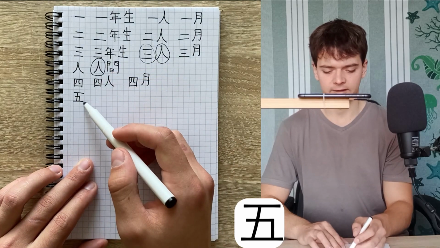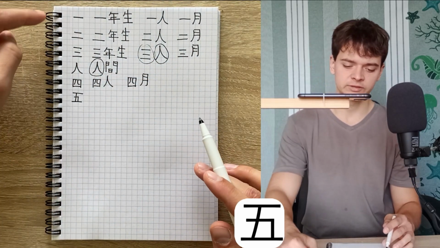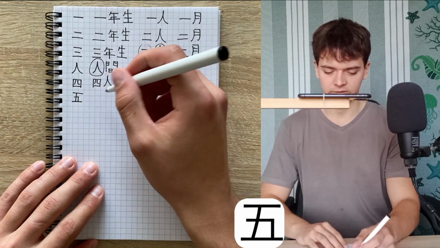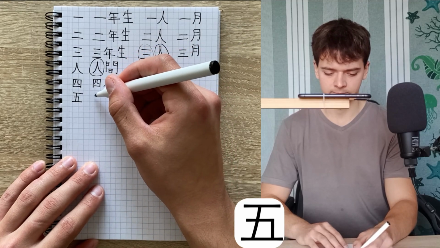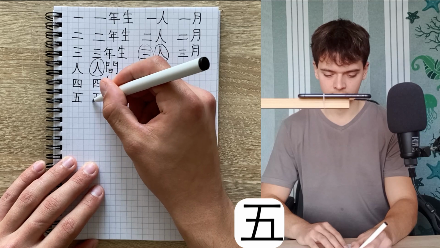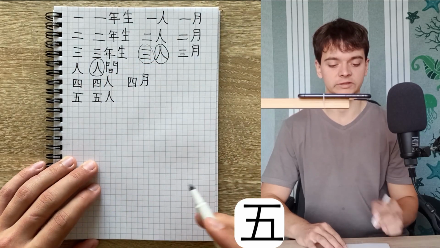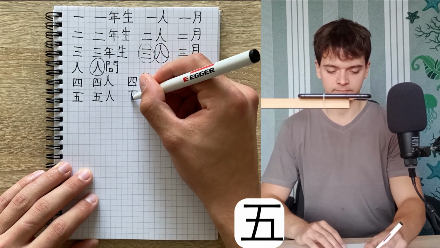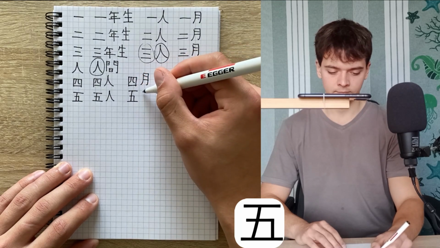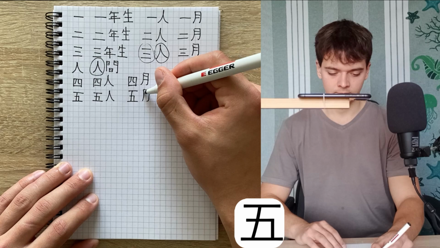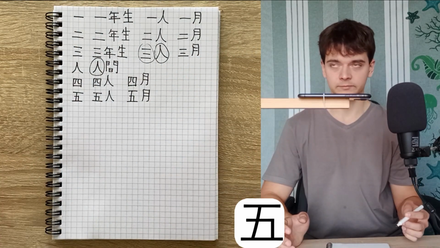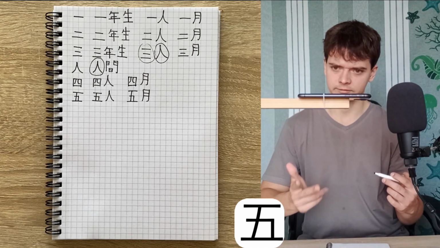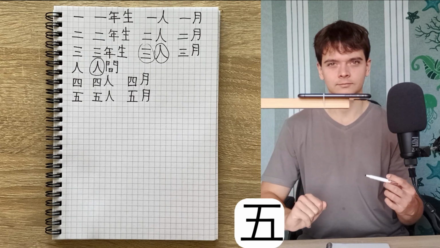This is the kanji for 5. Go. So we have Ichi, Ni, San, Yon, Go. Go is 5, and we can use it again with this kanji, hito, to make Gonin, 5 people. And Gogatsu, which means the 5th month. January, February, March, April, May.